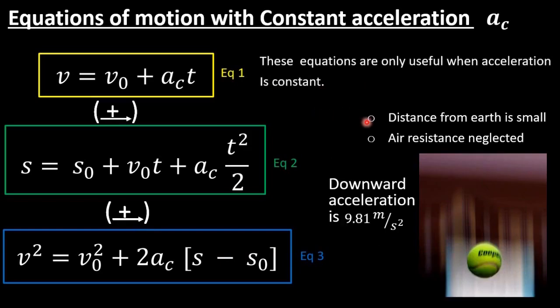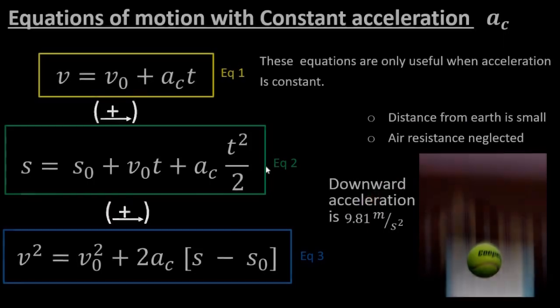So an example of something with constant acceleration is g, the acceleration of gravity. We say it's constant when we're making these two assumptions here: the distance from the Earth is small and air resistance is neglected. The downward acceleration is 9.81 meters per second squared on Earth. It varies from planet to planet, but we're just going to focus on Earth. In reality, the acceleration due to gravity actually varies with location and height. But with these two assumptions, we're just going to say acceleration due to gravity is constant.